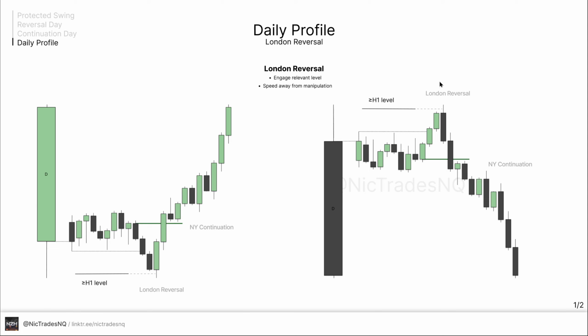And the same goes for the bearish here. We would just want price to manipulate and create a protected swing to the upside. Just like on the higher time frames, this is kind of fractal, so we want to use it on the lower time frames as well, right? And then we'd expect New York to expand to the downside.